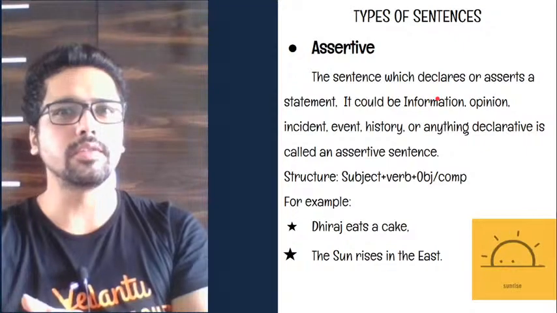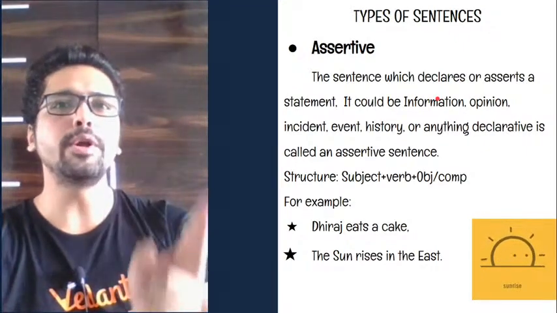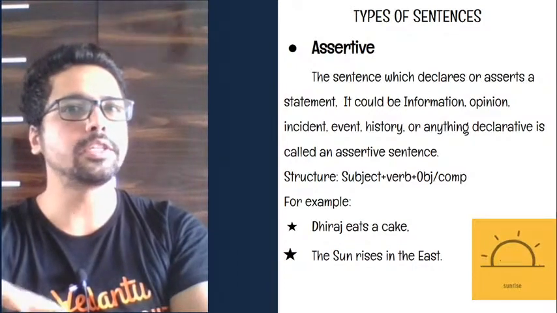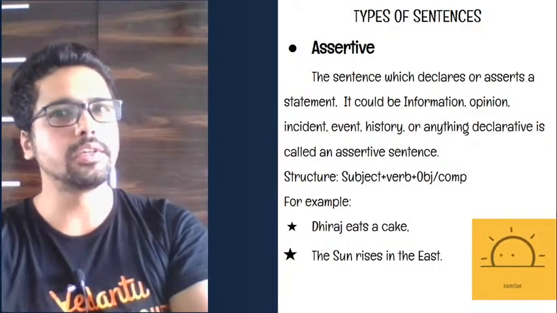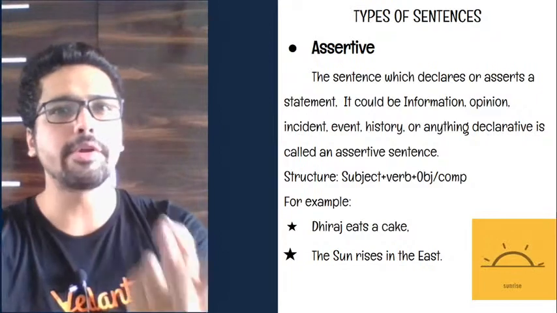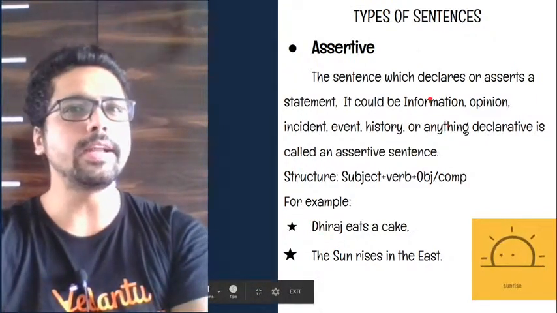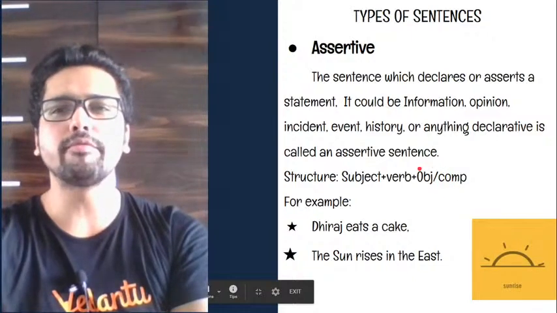Now in the second session, we are going to see how we can change a sentence from assertive to interrogative, interrogative to assertive, assertive to exclamatory, exclamatory to assertive, all that vice versa. That's what we are going to learn. This is what we also did in the previous session. I'll just do a quick recap from here.